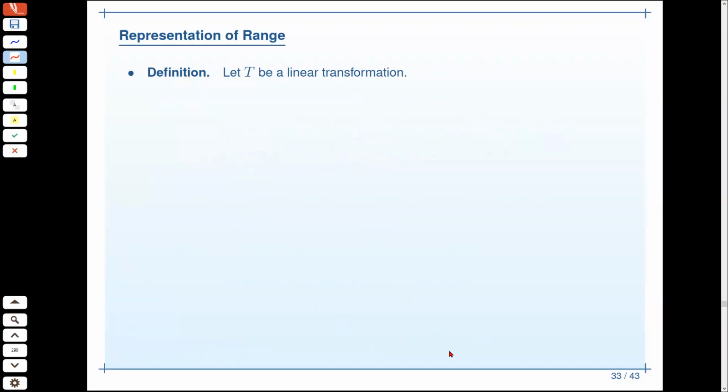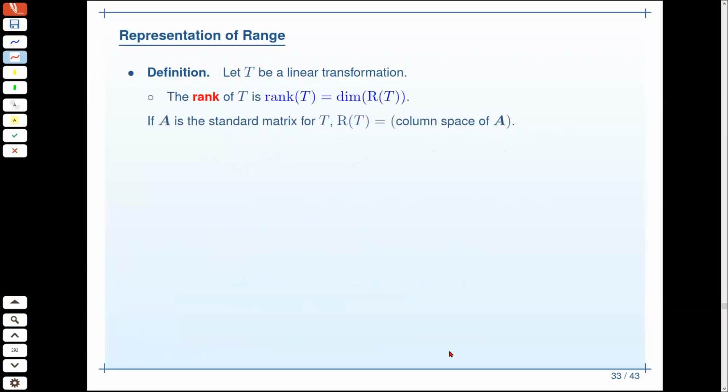Okay, so we want to have more definitions. Say suppose T is a linear transformation. Because it's a space, we can determine the dimension. So the dimension is known to be the rank of the linear transformation. Just now we said if A is the standard matrix for T, the range of the T is the column space of the A. So the rank of the T is the same as the rank of the A. They are the same thing because the A represents the linear transformation. Very simple notion.